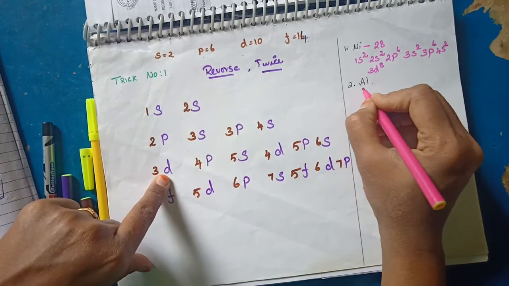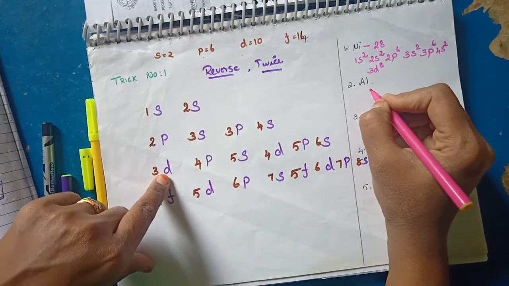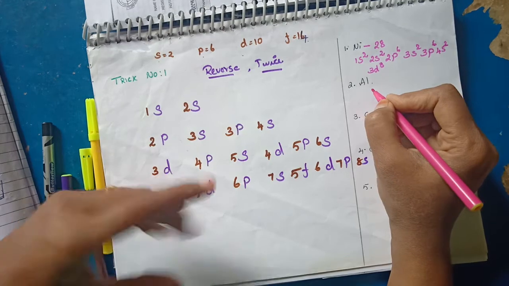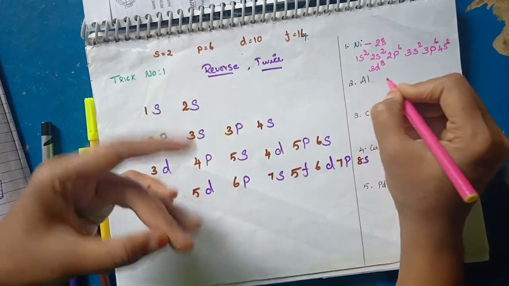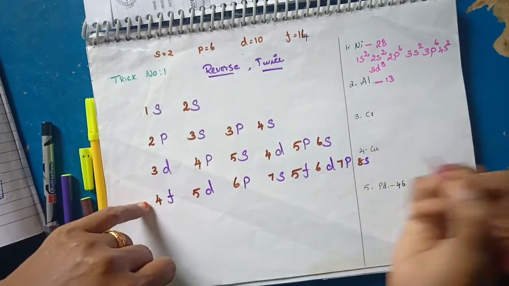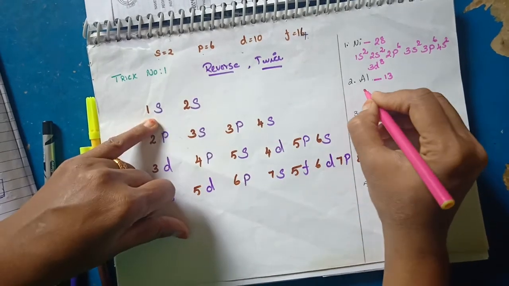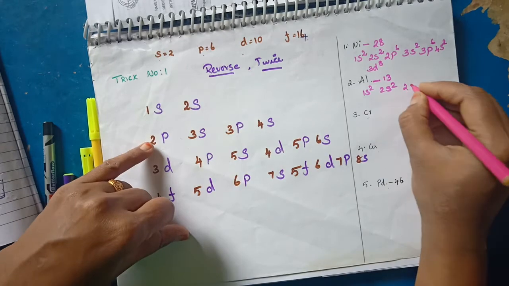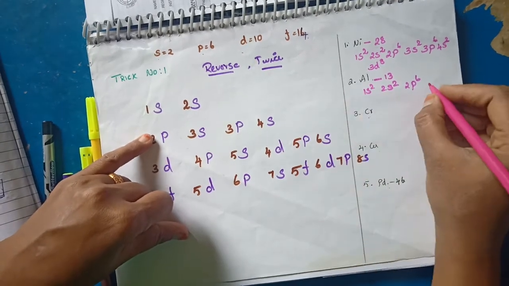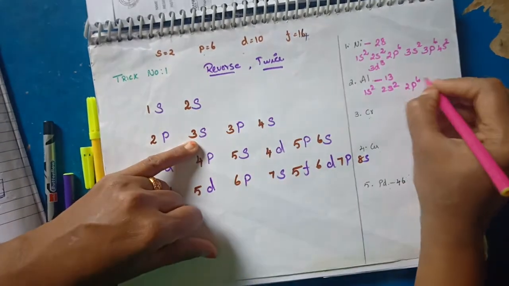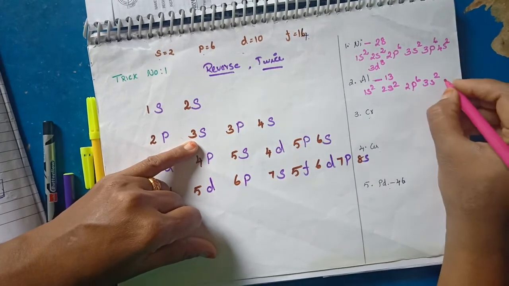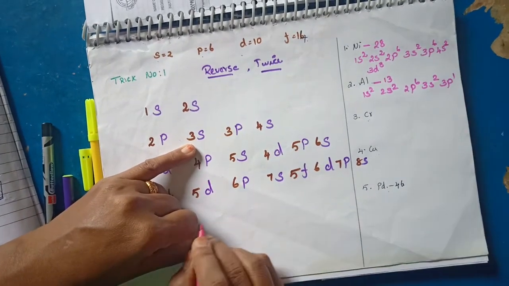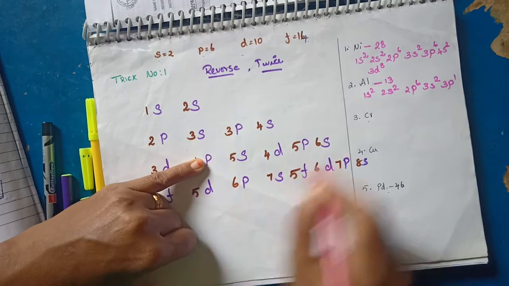Next we will go for aluminium. Where does aluminium come? It comes in the 11 to 12 range: sodium, magnesium, aluminium. Aluminium is 13. So we'll start writing the electronic configuration: 1s2, 2s2, 2p6. See, 10 is over, only 3 is remaining. 3s2, 3p1. This is the electronic configuration for aluminium.